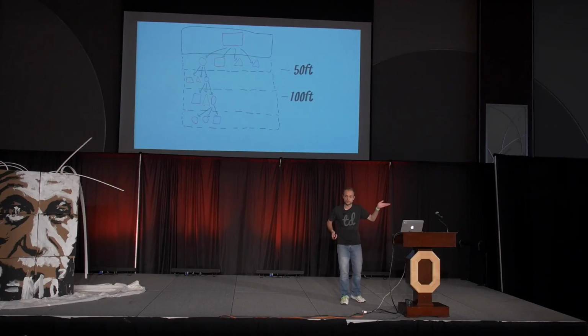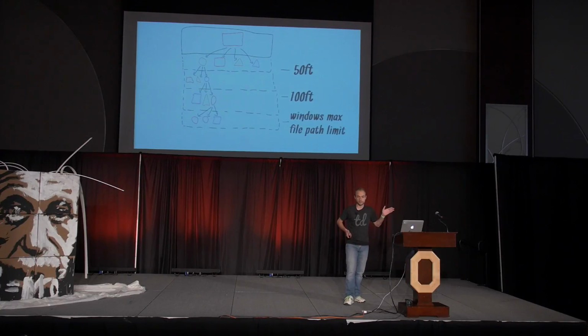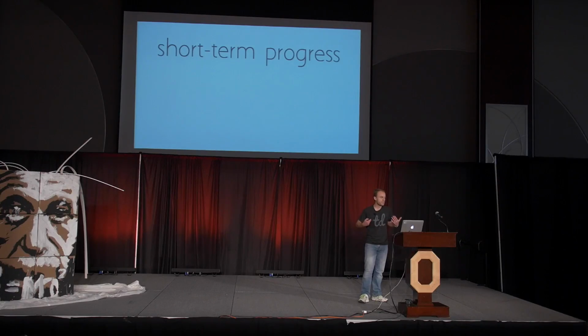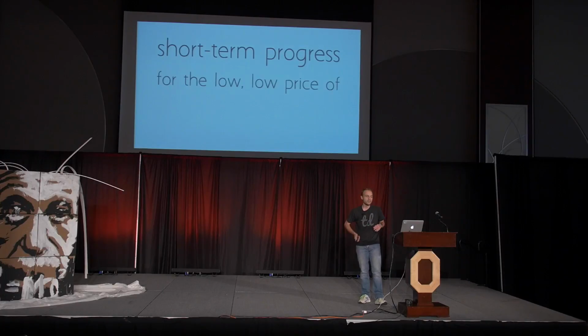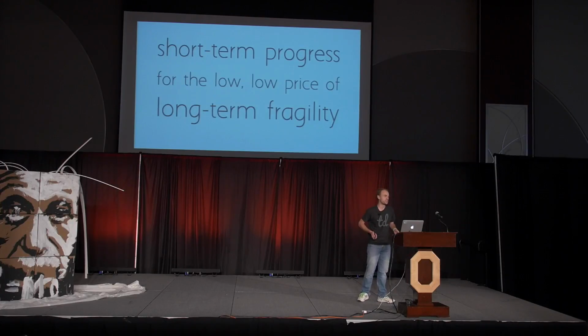In fact, if you're a Windows user, you very often will get issues opened up against projects saying, this project literally runs up against the Windows max file path limit of 256 characters. And that's a lot of dependencies. This is still only a couple of years old. We're finding ourselves really pushing the boundaries of even understanding what we're standing on top of. So all of this, the theme, I feel, is that we have all this short-term progress available to us for the low, low price of long-term fragility.